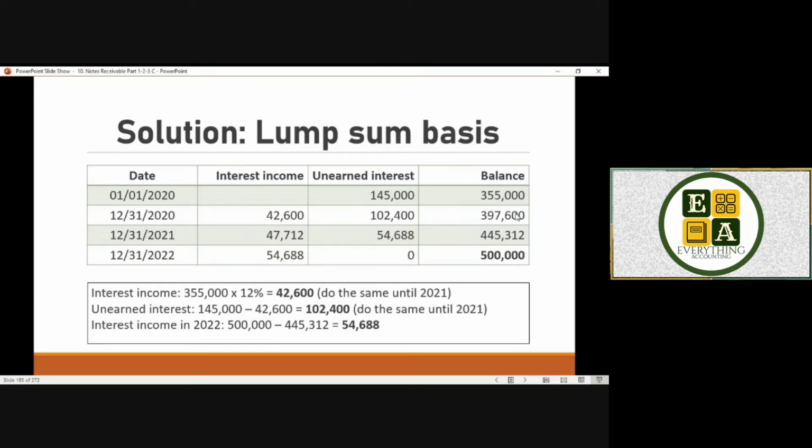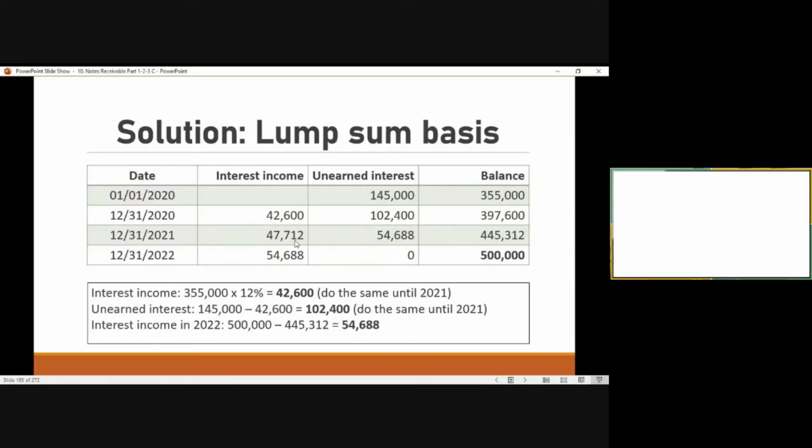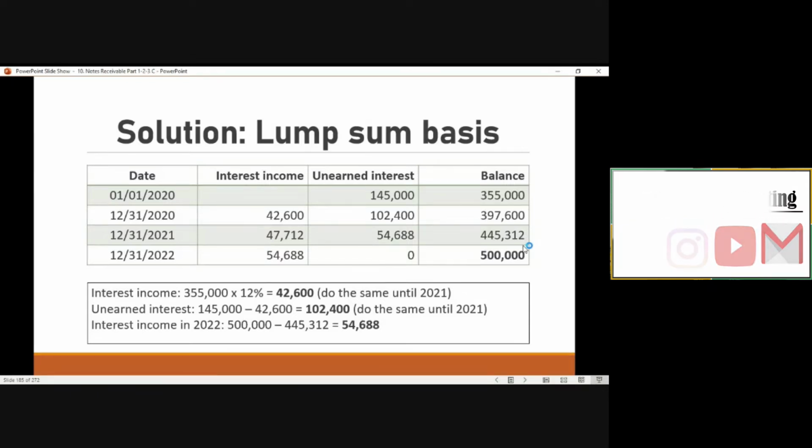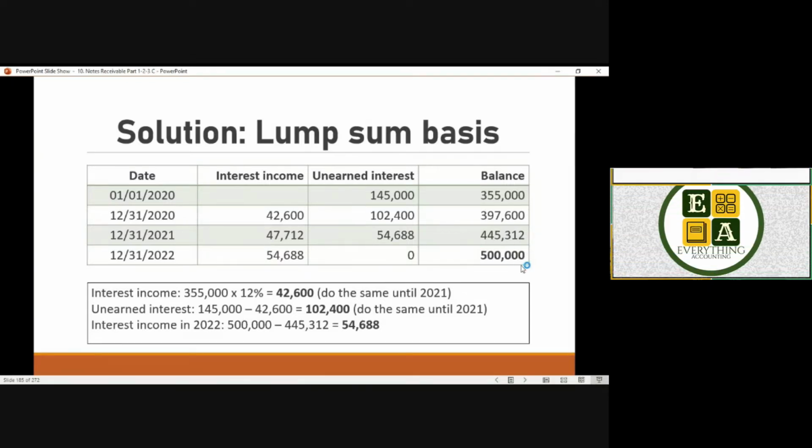Then do the same thing, 397,600 times 12% will have 47,712. Then 47,712, deduct it from 102,400 will arrive with 54,688. Then 47,712 plus 397,600 will have 445,312. And in order for us to arrive with the full amount of 500,000, kindly make adjustment for the last amortization. So zero out the unearned interest.